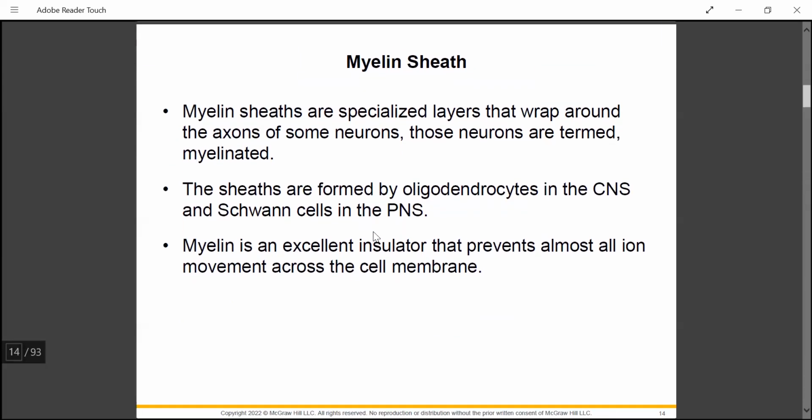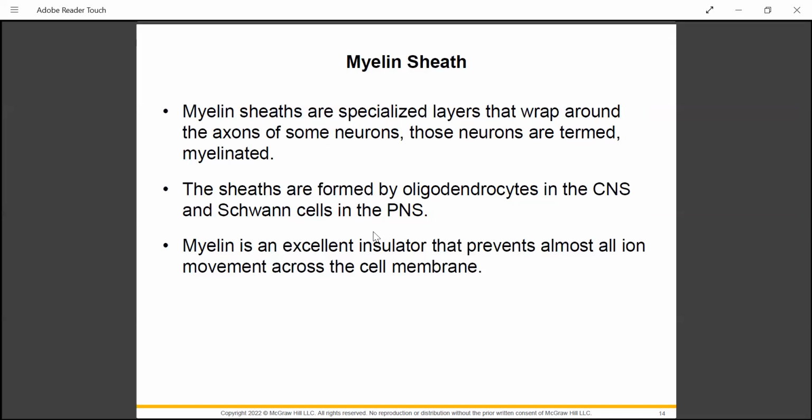So the myelin sheaths are specialized layers that wrap around the axons. They act as insulation for our axons. Like we said, this is done by two separate glial cells, oligodendrocytes in the central nervous system and Schwann cells in the peripheral nervous system.